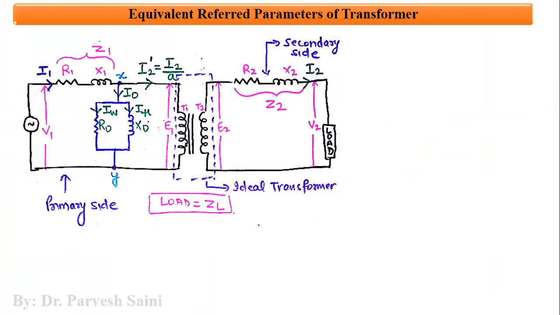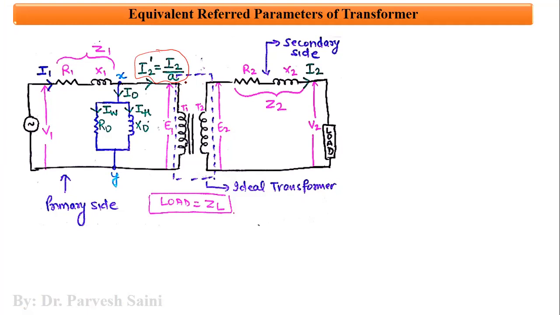As you can see here, the equivalent circuit of a practical transformer is shown in this diagram where all the relevant parameters have been given, like I1 is the primary current, V1 is the primary voltage, and so on. However, you can see that there is one current which is I2 dash, which is equal to I2 by A. Now, what is this basically?